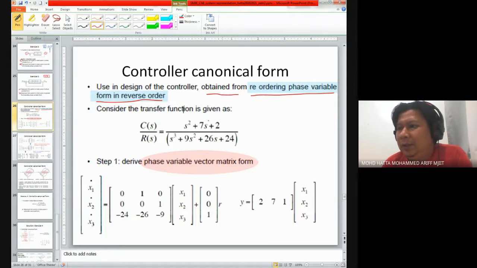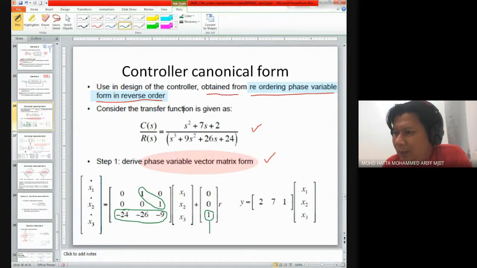Let's say this is our transfer function, and this is our phase variable matrix form. And in phase variable matrix form, as I mentioned earlier, we have a diagonal of ones over here. And all the information of the denominator will be located at the last row of our A matrix. And our input matrix, which is matrix B, in phase variable form, will have an element of 1 at the last row of the column matrix B over here.